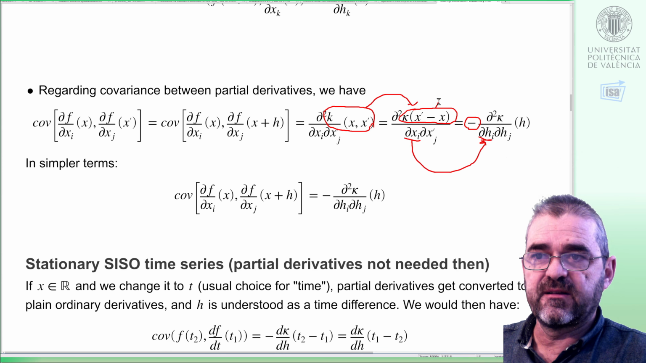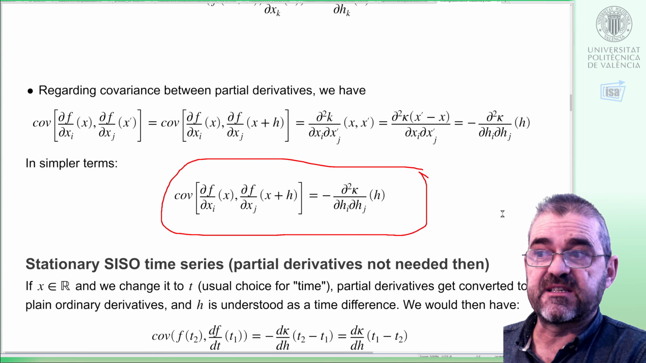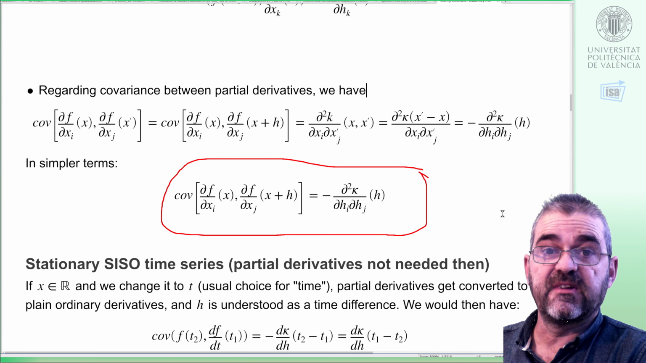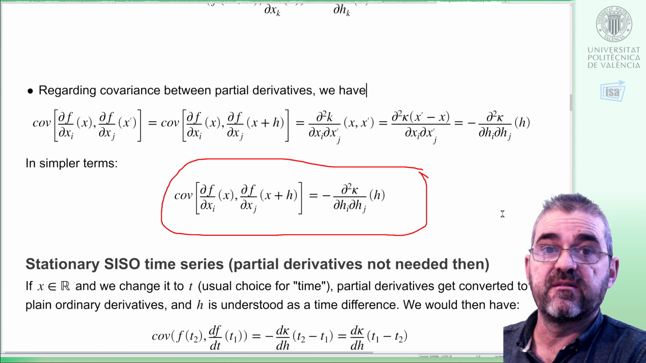As this difference is h, we need to take the derivative with respect to the ith coordinate of h and change sign, and then the derivative with respect to the jth coordinate, x prime here, jth coordinate of h here. Well, we will not need any further sign changes. So this is the important formula that we will use later on in numerical examples, which says that the covariance between the partial derivatives of a stationary process, it's the Hessian, the cross derivative, with its sign changed.